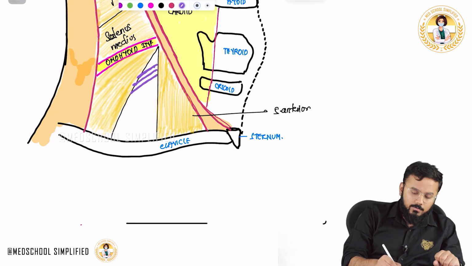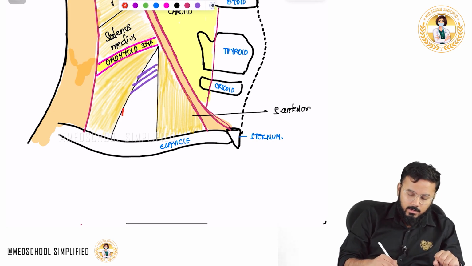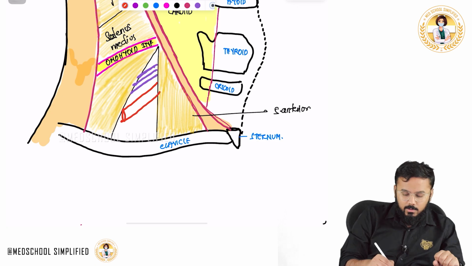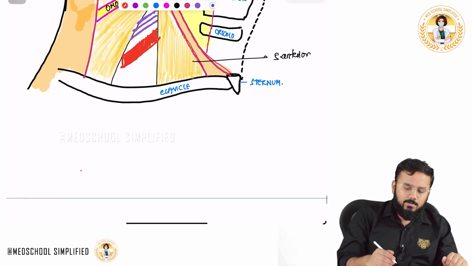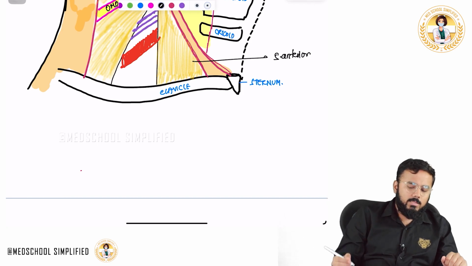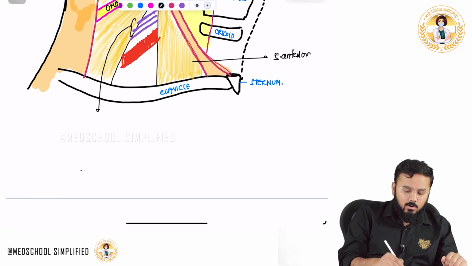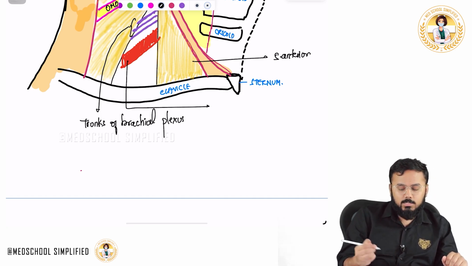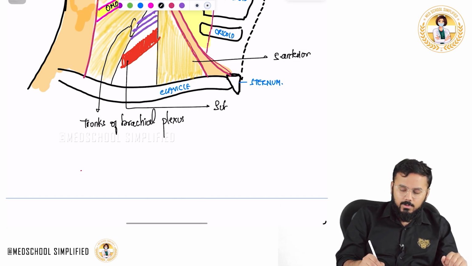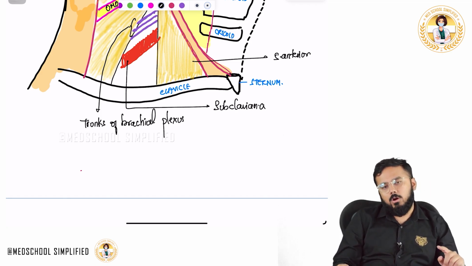Now just beneath the trunks of the brachial plexus, you have one more artery. This artery which you can see over here is called your subclavian artery. So there are 2 important things. These 3 over here are your trunks of brachial plexus, and this particular artery is your subclavian artery.